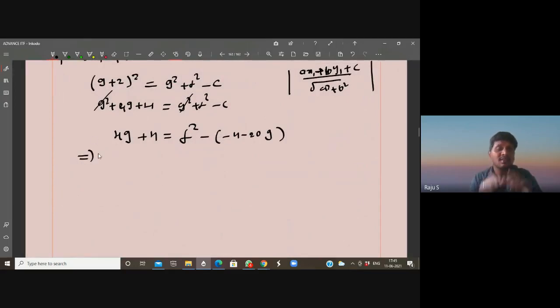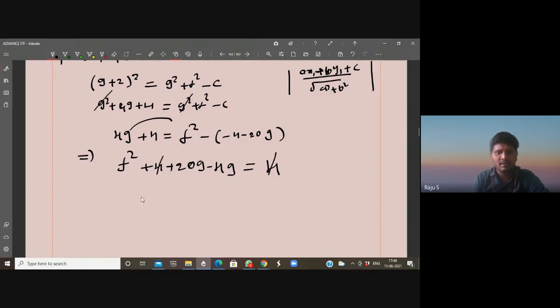See, I said very clearly, the locus of the center, they said. The center is minus g, minus f. Finally, I said very clearly, find the equation in terms of f and g. Minus into minus is plus. So finally you can take all values to the right side. f square plus 4 plus 20g minus 4g is equal to 4. 4 gets cancelled. f square plus 16g is equal to 0.